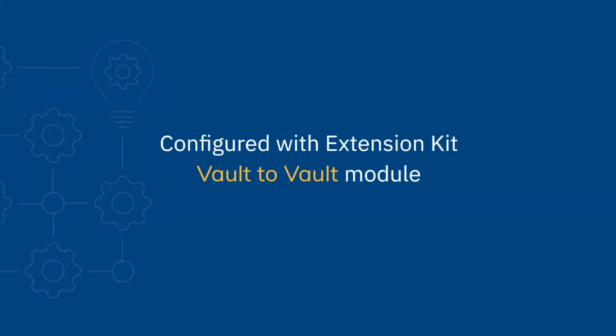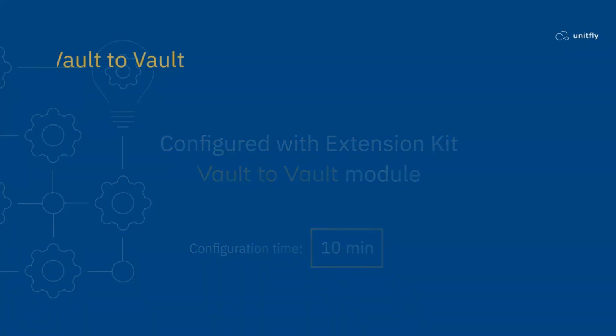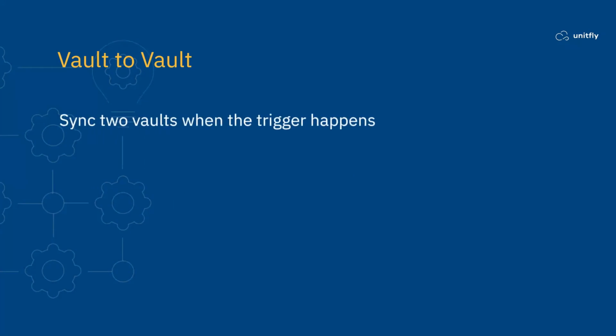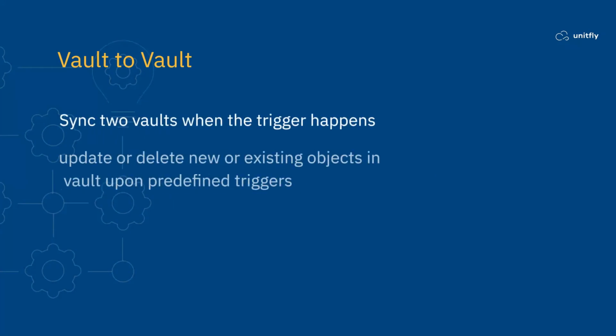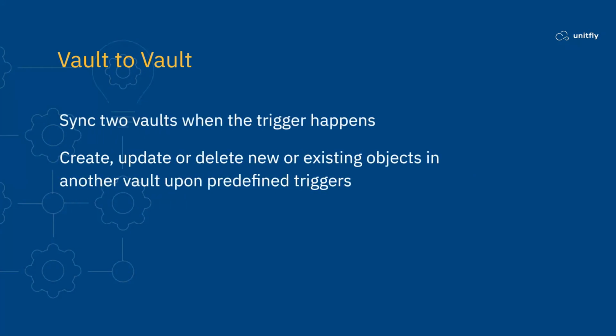This use case is configured with Extension Kit, Vault-to-Vault module. Vault-to-Vault enables you to sync two vaults when the trigger happens. Create, update or delete new or existing objects in another vault upon predefined triggers.